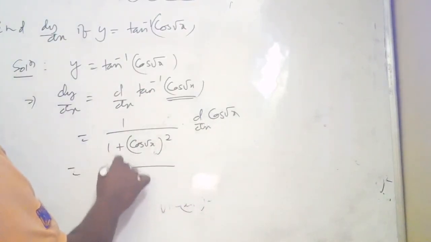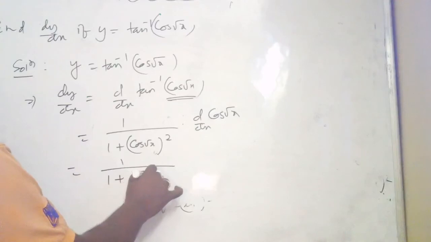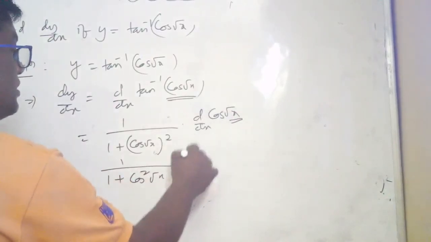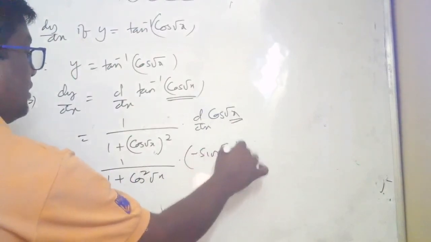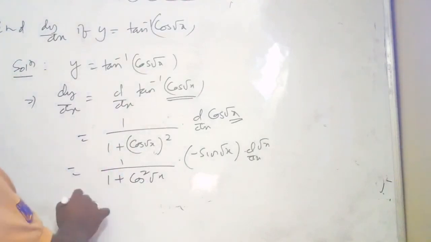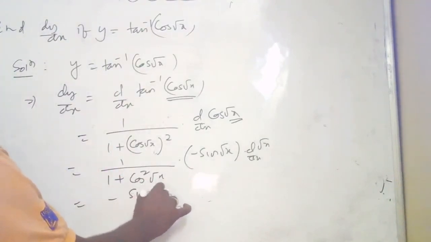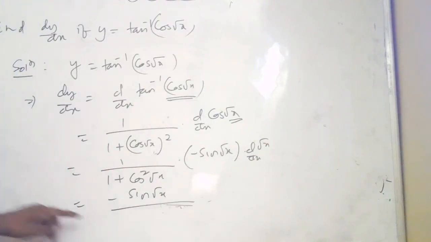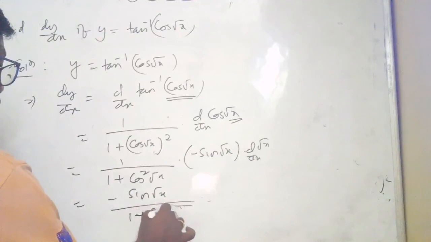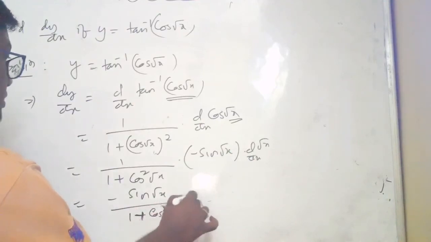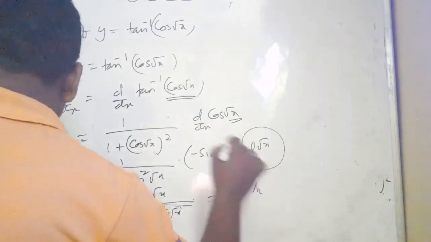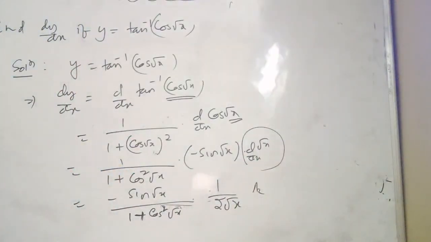So this is equal to 1 by 1 plus cos square root x into the derivative of this. Consider x: the derivative of cos x means minus sin x, so minus sin root x into d by dx of root x. So this is equal to minus sin root x by 1 plus cos square root x into the derivative of root x, which is 1 by 2 root x. This is the answer. Okay, thank you, have a nice day.